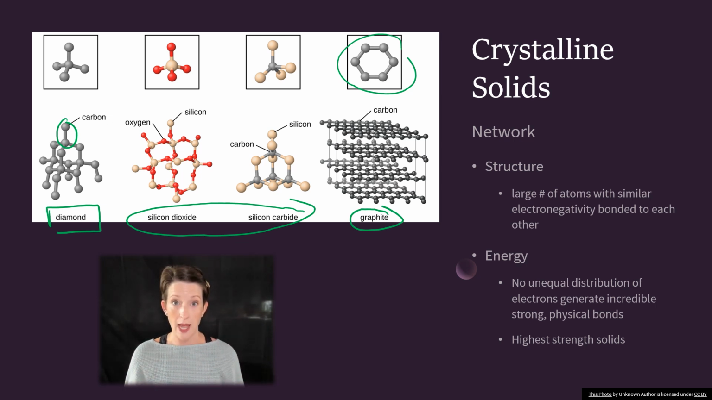Because there's no unequal distribution of electrons or energy, the strength of these bonds is incredibly high. So network solids have the highest strength of all the solids. They're going to have the highest melting and boiling points. These are the hardest to break. It takes the most energy to separate because those electrons are of equal distribution. So we have to get those electrons to move to either atom to start to separate, and it's very, very hard to do that.